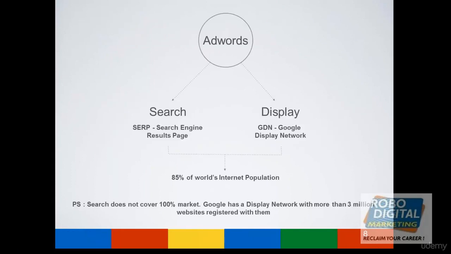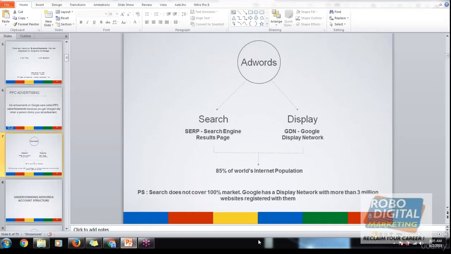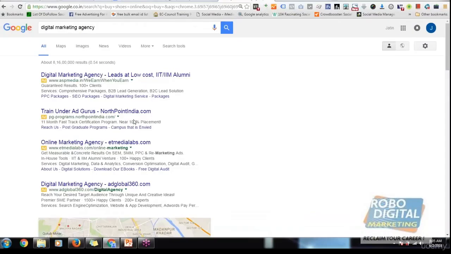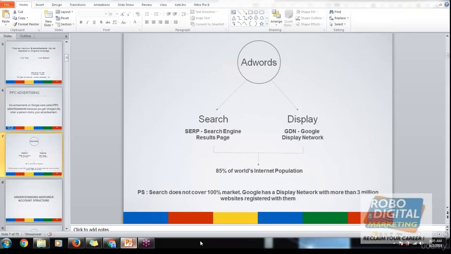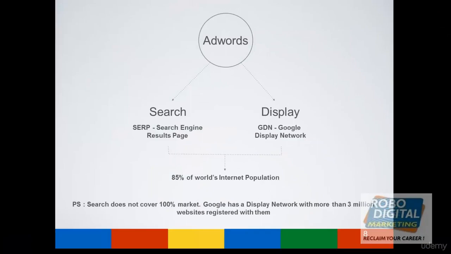Okay. Under Google AdWords, you have various networks, but the major networks are search and display. Under search, you have search engine result pages, the page which you see after the search. Whatever you have searched on the search engine, this is the result page. So this is known as a SERP, or search engine result page.